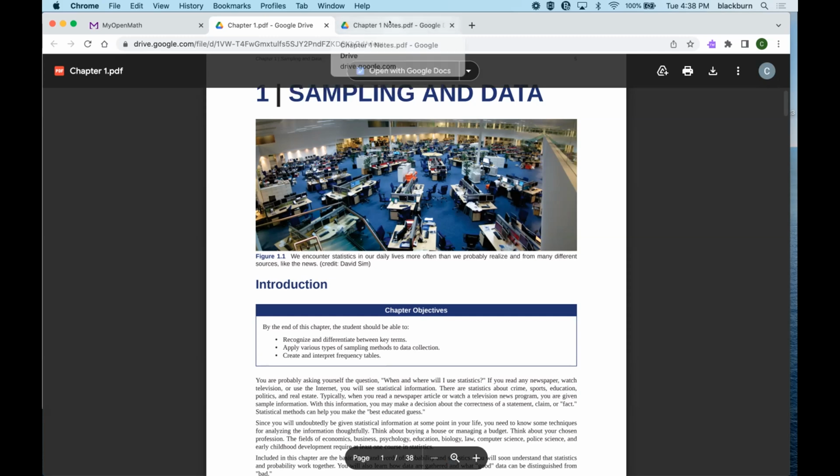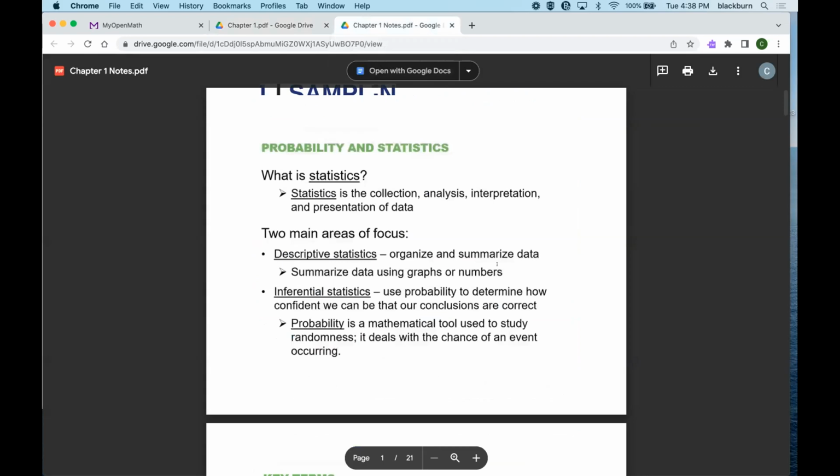All right. So that being said, if we look through the notes, basically stats is the collection, analysis, interpretation, and presentation of data, and it's broken into 2 parts. The first part is descriptive, so you're organizing it with charts and graphs and numbers. And then you're making inferences, like what can you predict about the population? All righty.